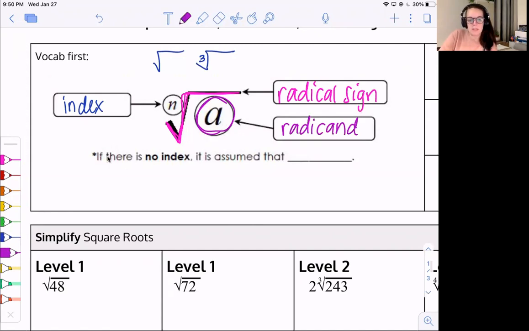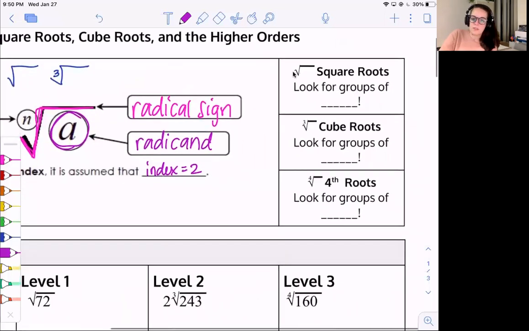We have this little note here. It says if there's no index, like if we had this square root sign, it's assumed that the index is 2, right? So it's assumed that it's a square root if there's nothing in there. So we have square roots that look like this, cube roots look like this, and fourth roots look like this.